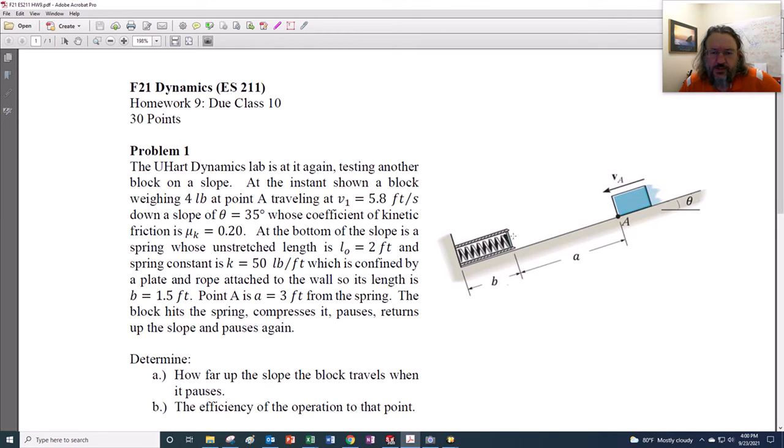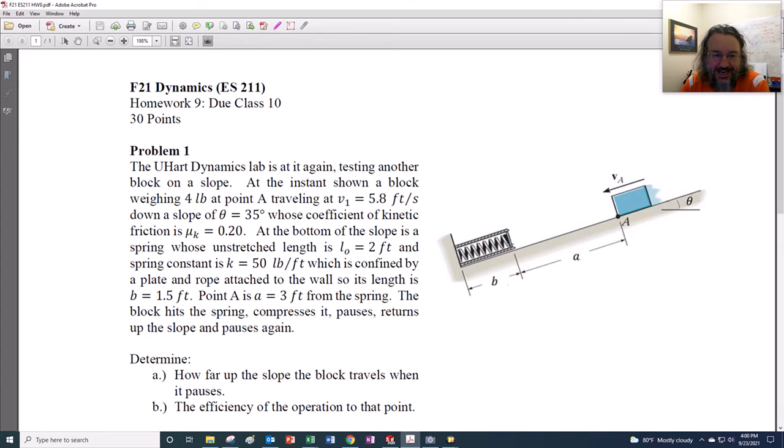And at the bottom of the slope there's this spring, and the spring is held in place by some rope. Its unstretched length would be 2 feet long. It's got a spring constant of 50 pounds per foot. And that plate and that rope are constraining it, so it's only 1.5 feet, right? So it's already got 0.5 feet pre-squished.